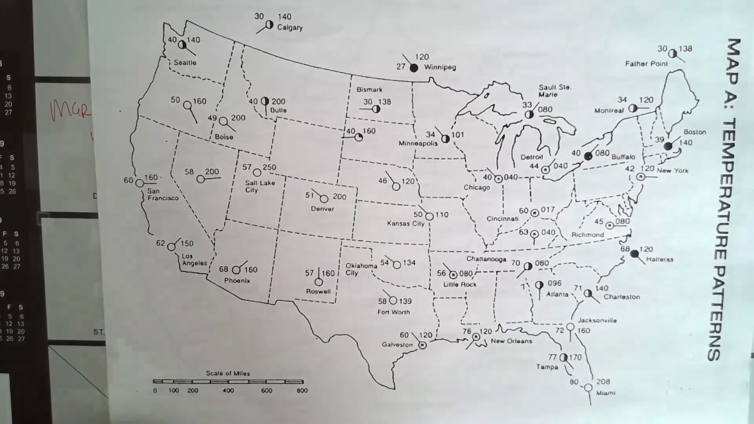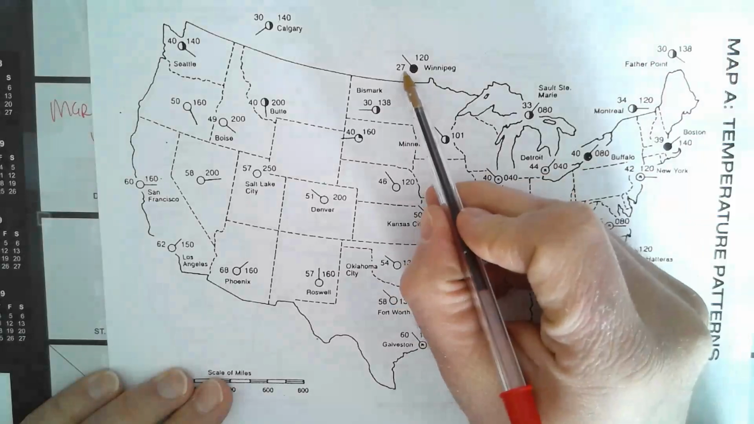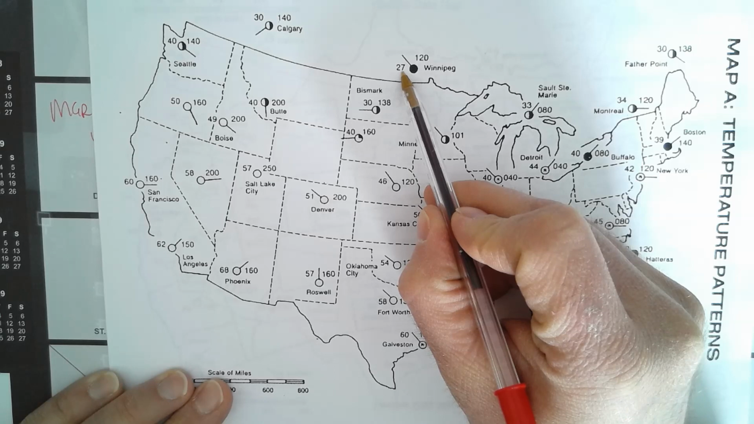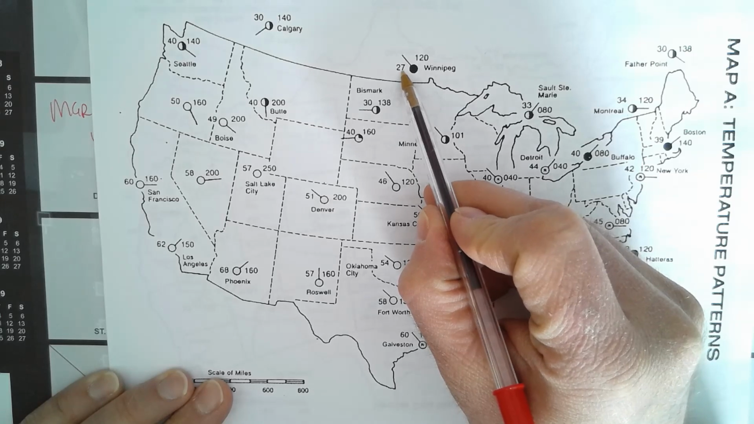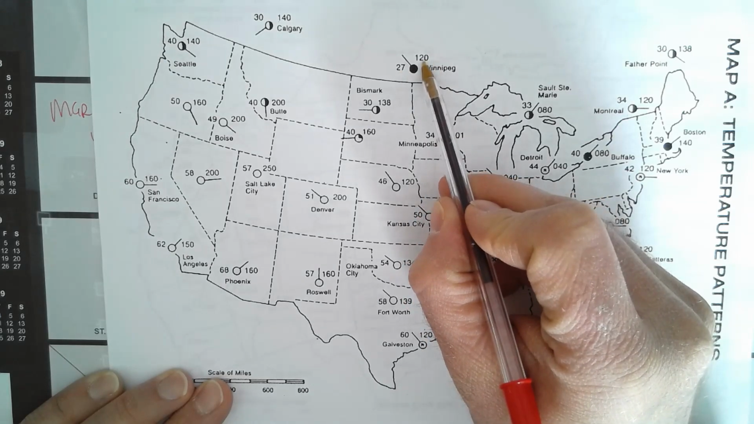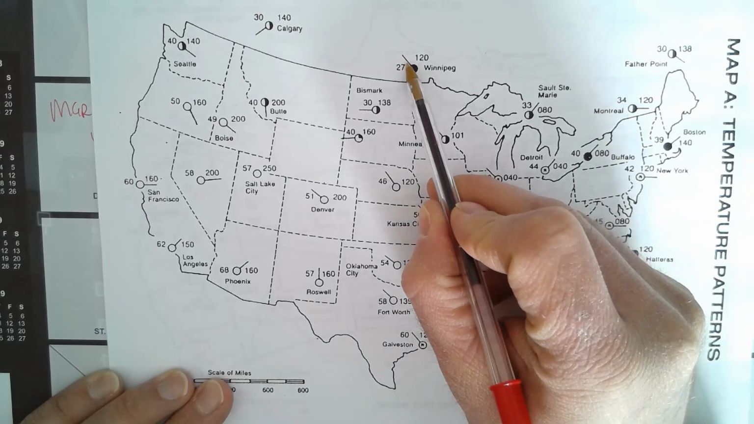Just to give us a quick reference and review, by taking a look at the station model, each one of the cities has a different station model. In this particular station model, we have the temperature on the left-hand side. I'm using Winnipeg as an example, so this would be 27 degrees Celsius, or Fahrenheit rather. We also have the air pressure in the upper right-hand corner, the amount of cloud cover, and the wind direction.